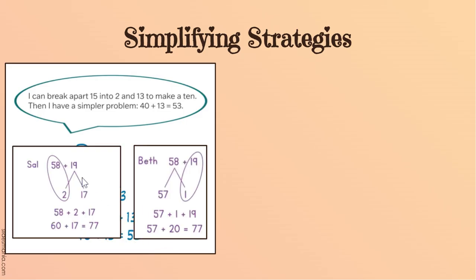Here's another example of 2 children who solved the same problem. So we want to be fluid and flexible. Remember that what it means to be good at math is being fluid and flexible. They were both solving 58 plus 19. Sal decomposed 19 into 2 and 17. He did that because 58 plus 2 makes 60. Again, that multiple of 10.